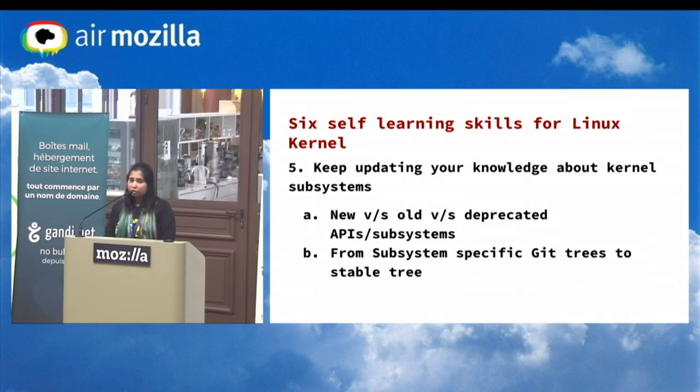And again, from subsystem specific Git trees, you also need to understand the stable tree and when you need to CC it, when not, and how bug fixes work, and if it's about security related Git trees, then CVEs and other tags and stuff like that. So it's important that you keep updating your knowledge about these things.